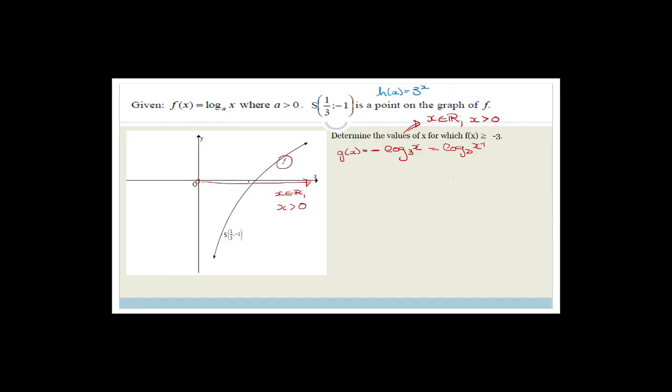Okay. Now it says, determine the values of x for which f of x is greater than or equal to minus 3. So they want to know, when is log x base 3 greater than or equal to negative 3? Okay. So determine the values of x for which f of x is greater than or equal to minus 3.